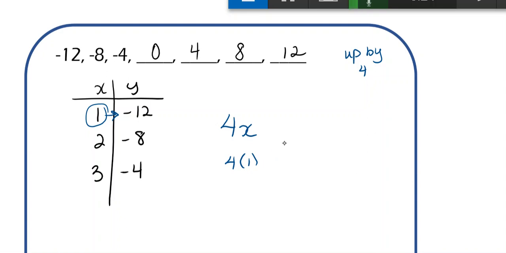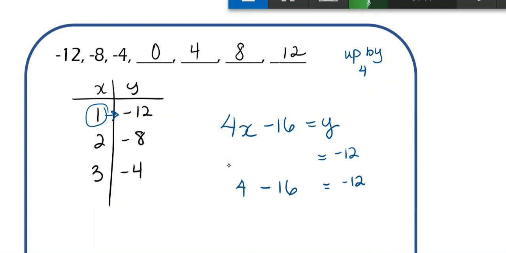And from here, I'm needing to figure out how do I get to -12. Well, if I'm at 4 on the number line and I'm trying to get to -12, that means I actually have to go down the number line. So I'm actually going to have to subtract, and this looks like I'm going to need to subtract 16 to get to -12. So my rule should be 4x take away 16.